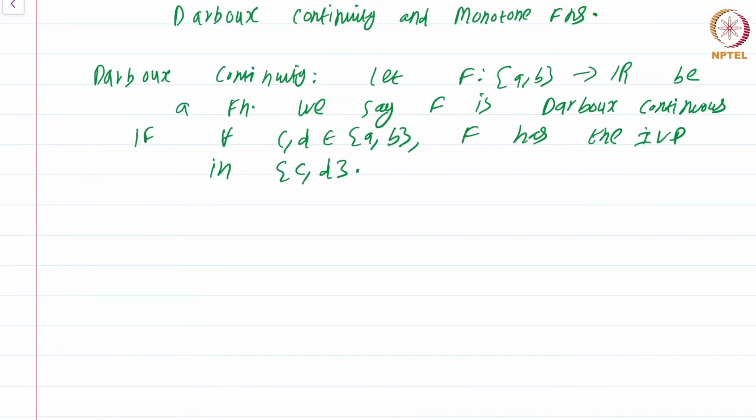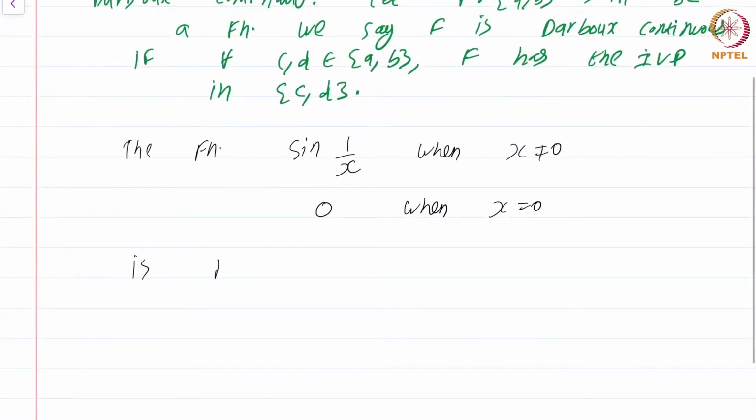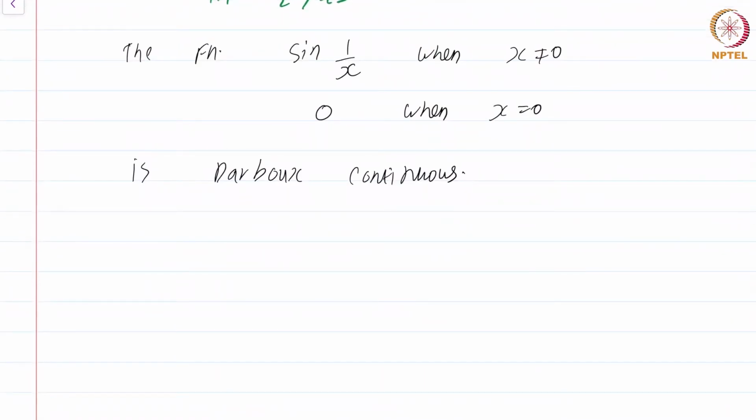But the converse is not true, as the function sin(1/x) shows. The function sin(1/x) when x is not 0, and 0 when x equals 0, is Darboux continuous. It is Darboux continuous, but it is not continuous at the origin because it oscillates wildly. So Darboux continuity does not imply continuity.